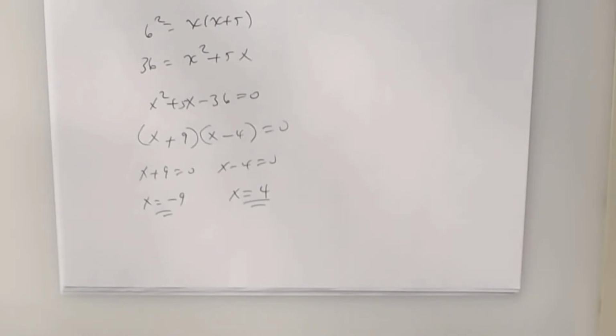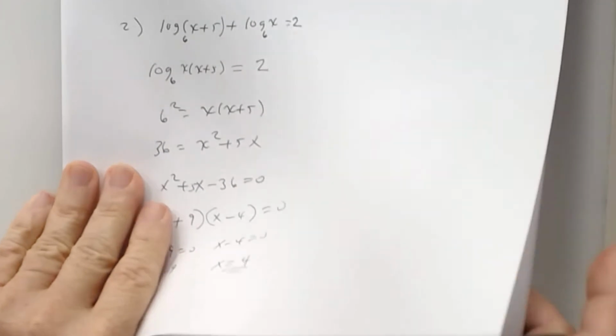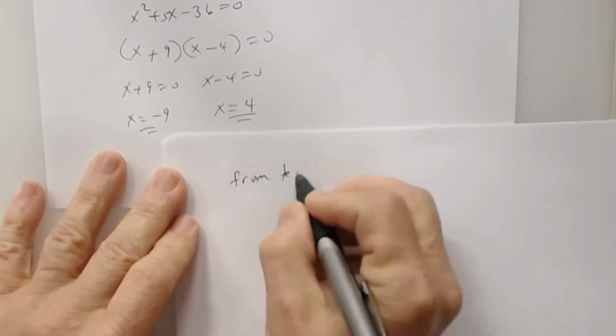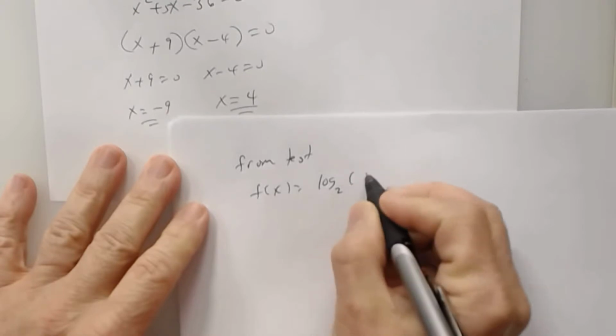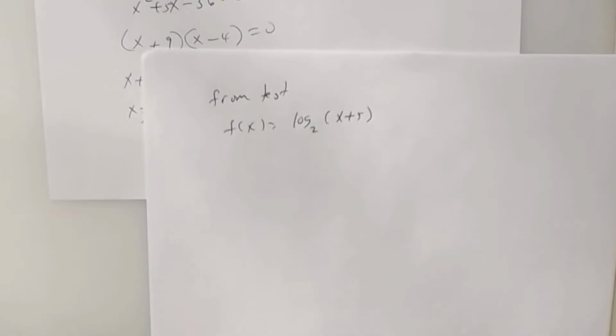Because remember, on your test, you had something like this. You were asked, let's say I had this function f of x equals the log base 2 of x plus 5. You're asked to find the domain of this function. Remember, I can only take the log of what kind of number? Positive. It cannot be negative, because remember, when we looked at it, we put in our calculator.